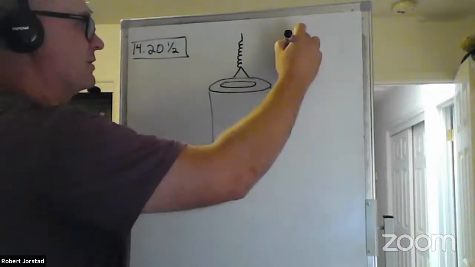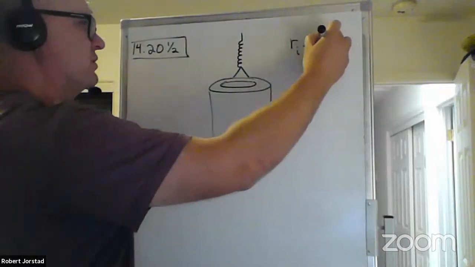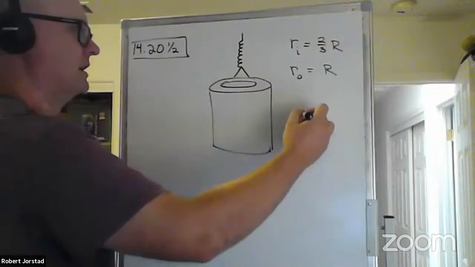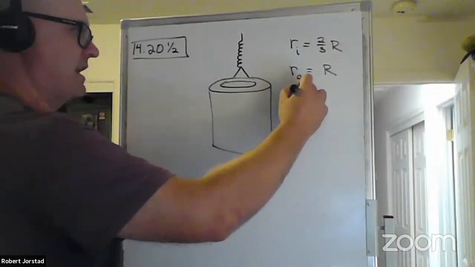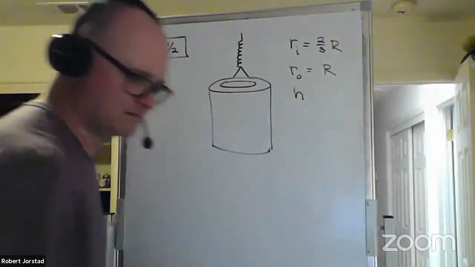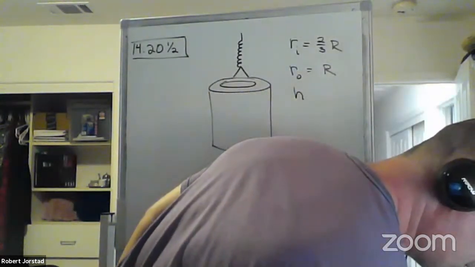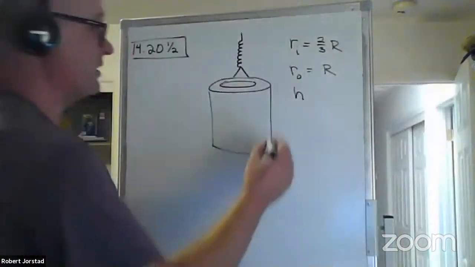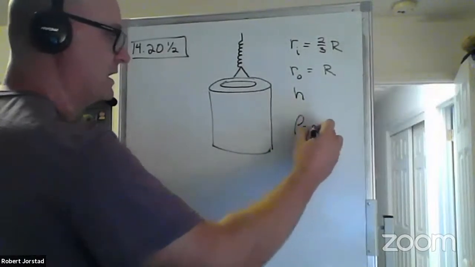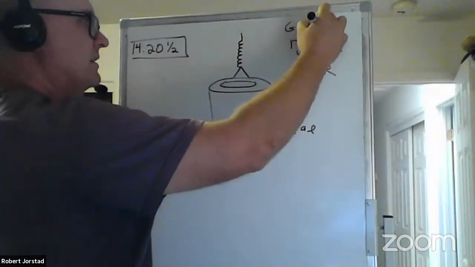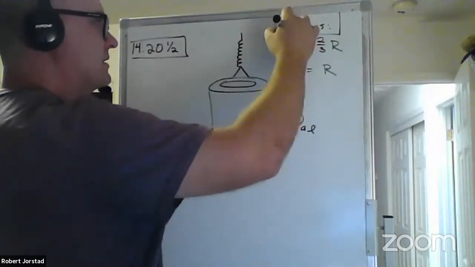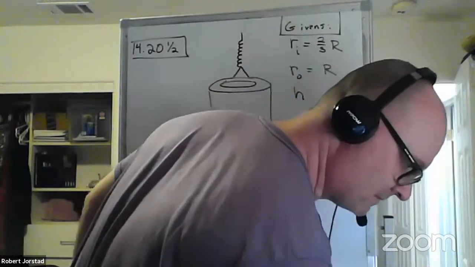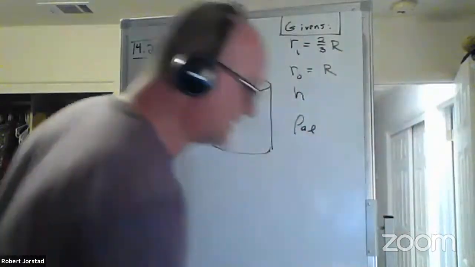So we know the inner radius is 2/3 of r. The outer radius is r. I know the height is h. Is that right? Oh, yeah, the height is h. We know it's aluminum. So I'm kind of listing out all of my givens here, all of our known quantities. It's 2/3 submerged or something? No. Oh, the spring is stretch distance y.